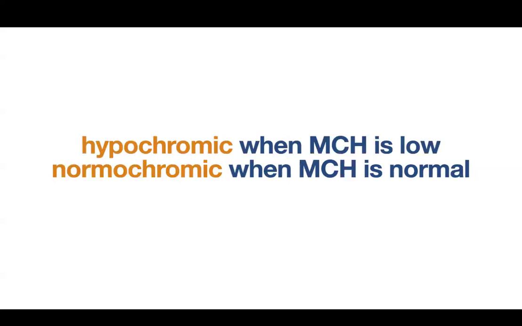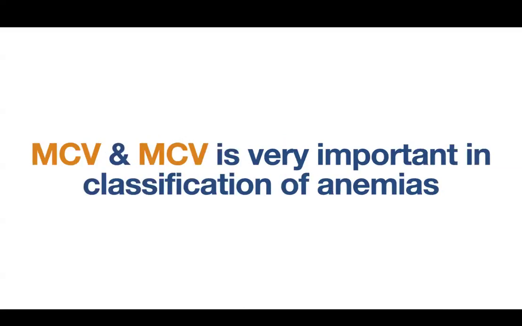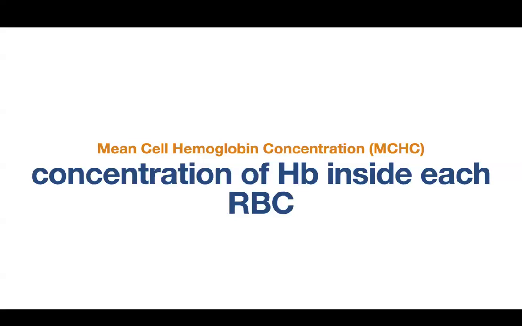When the MCH is low, when the amount of hemoglobin in each cell is low, we call this a hypochromic anemia. If the MCH is normal, we call this a normochromic. We don't really have a hyperchromic because if you have too much hemoglobin, the cell will burst and die. So we just have a hypochromic and a normochromic. So again, the MCH and the MCV, sorry for the typo, are very important in the classification of anemias. We tend to define anemias using those two parameters.